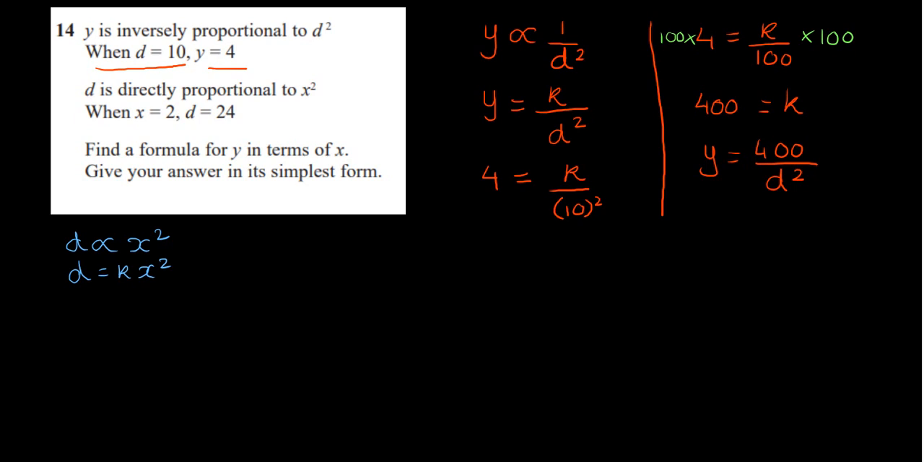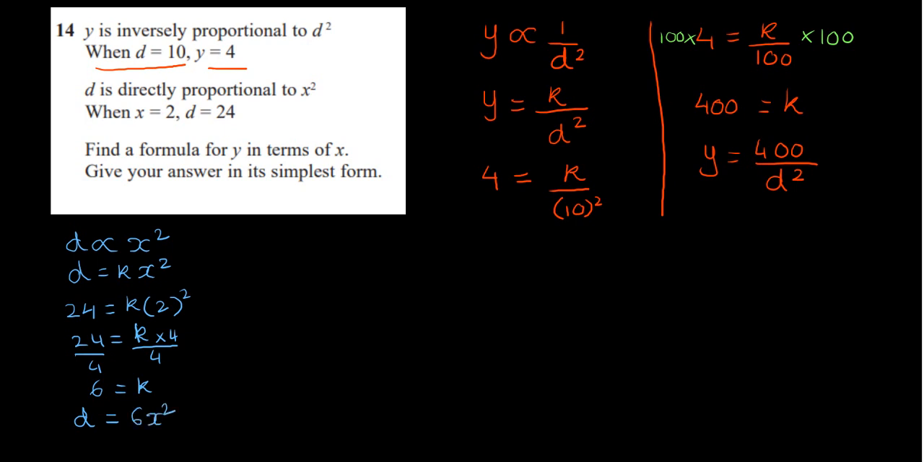When d is equal to 24, x is 2, so k times 2 squared. So that will be k times 4, that's a k by the way, is equal to 24. So I divide both sides by 4. So k is equal to 6. So my relationship over here, or the formula for d, is d equals 6x squared.